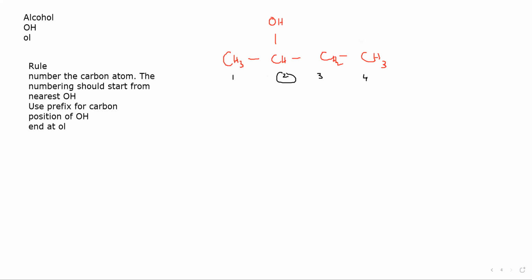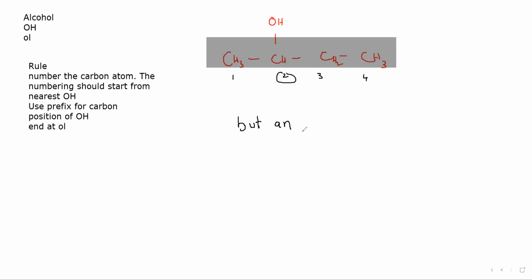Now, there are 4 carbon atoms. Because there are 4 carbon atoms, what is the prefix used for 4 carbon atoms? For 4 carbon atoms, the prefix is but. So I will say but because of 4 carbon. What kind of bond is there between the carbon atoms? Double, triple, or single? They have a single bond. So what is the term used for a single bond? It is ane. So we'll write butane.